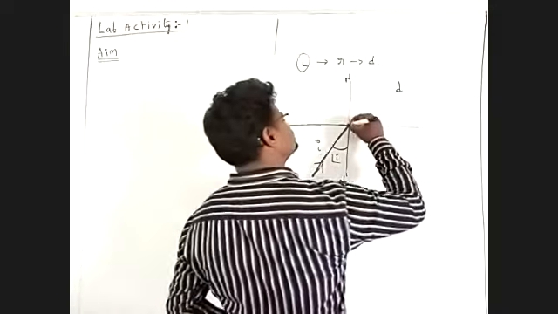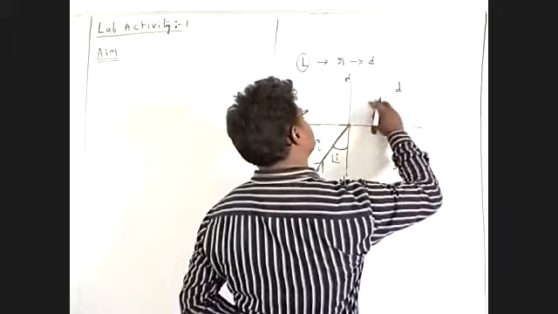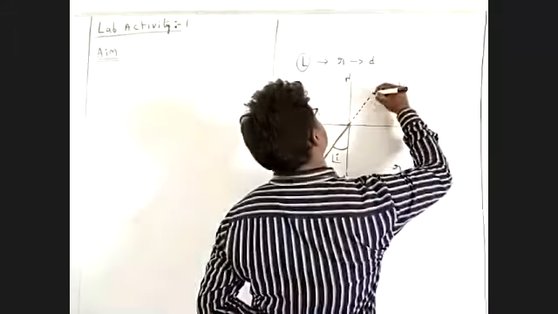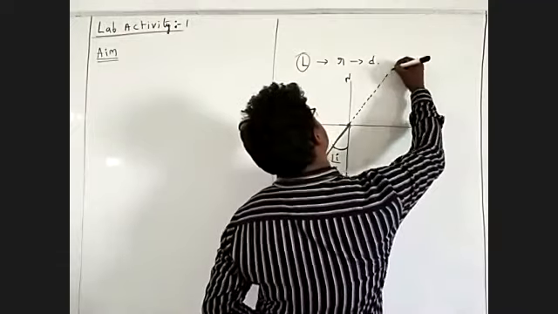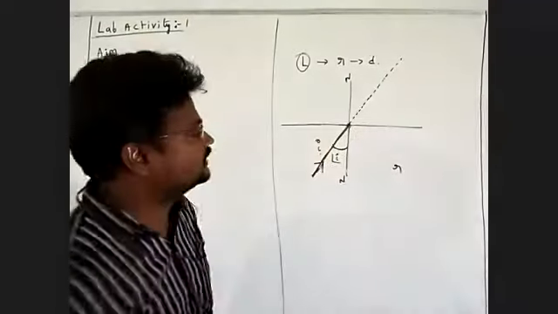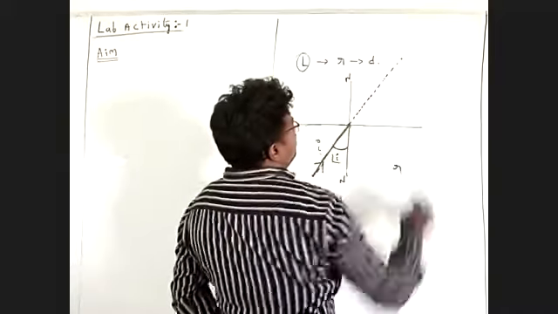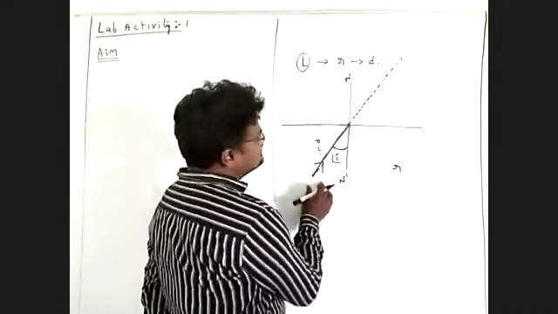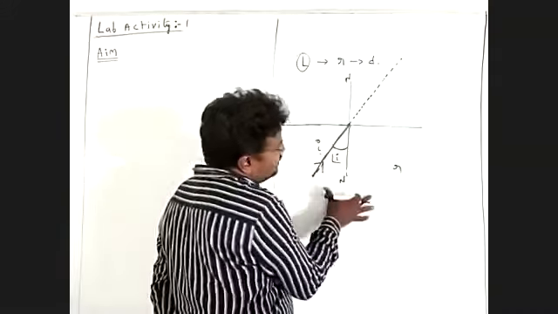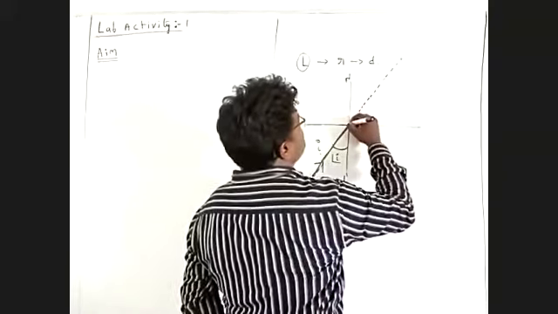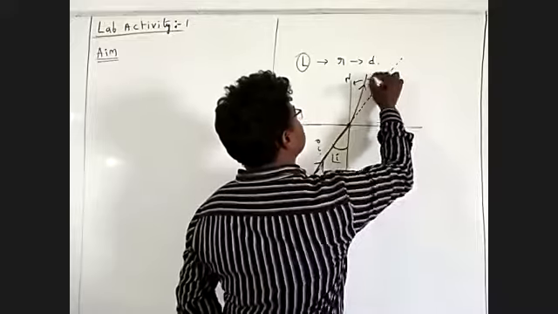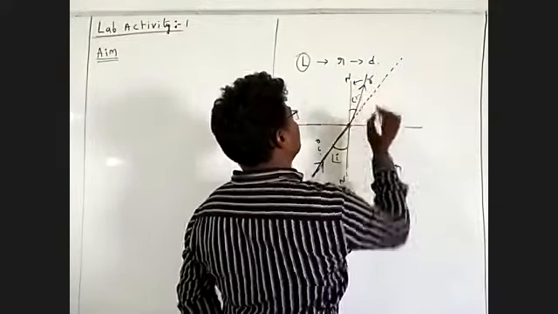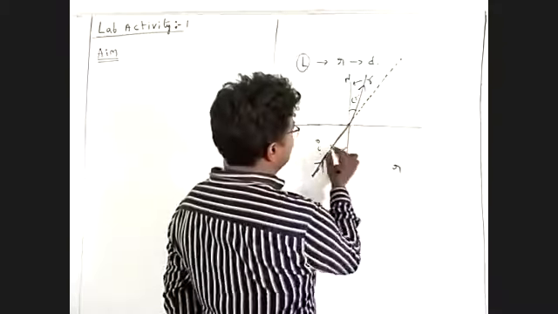Now this is the actual direction of the incident ray. It travels from rarer medium to denser medium, which means the refracted ray bends towards the normal. This is the refracted ray. This is the angle of r. This is the angle of i.